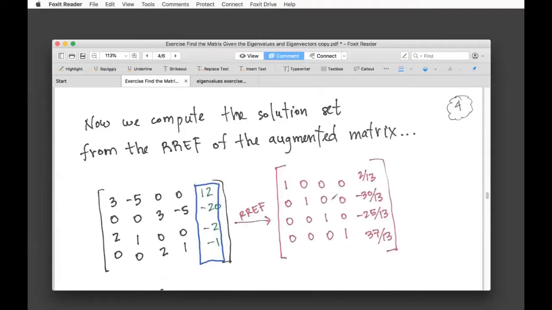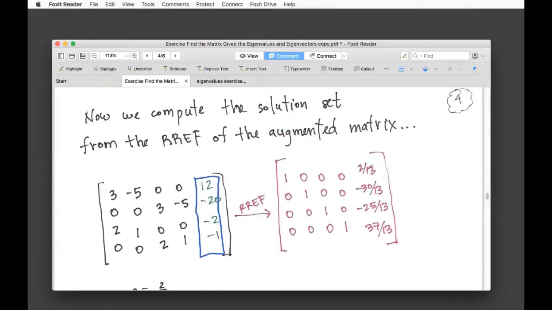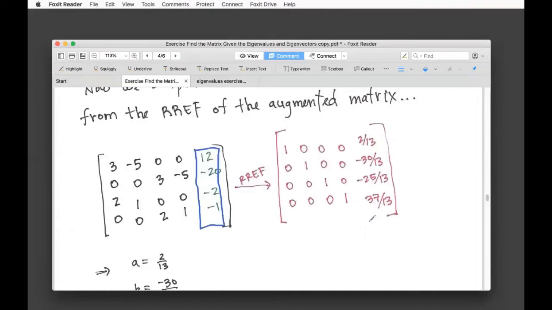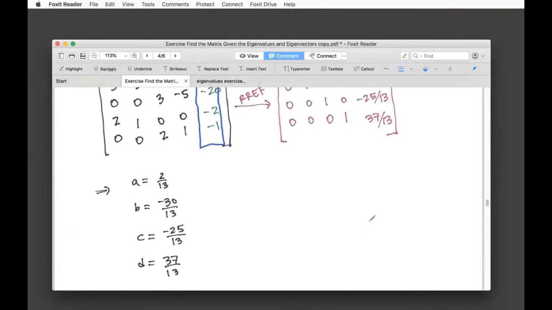Is the solution set empty? In such case, no such values exist, and this matrix does not exist. Or does it have at least one solution? In this case, there is one solution only, and these values, 2 over 13, negative 30 over 13, those are the values of the unknowns. So by computing the solution set with reduced row echelon form, we determine the values of A, B, C, and D. Okay. And this is it.